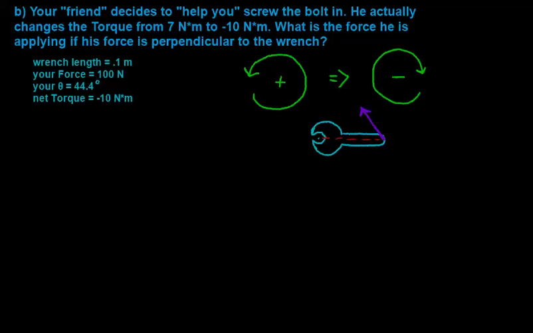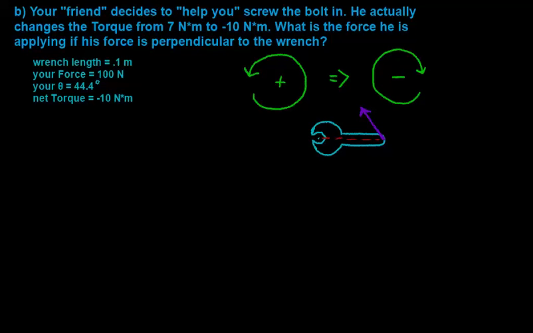So we moved on to part B of our torque problem, and part B says that our friend decides to help us screw the bolt in. And what he actually does is he changes the torque from 7 Newton meters to negative 10 Newton meters. And we want to know what is the force he's applying if his force is perpendicular to the wrench.